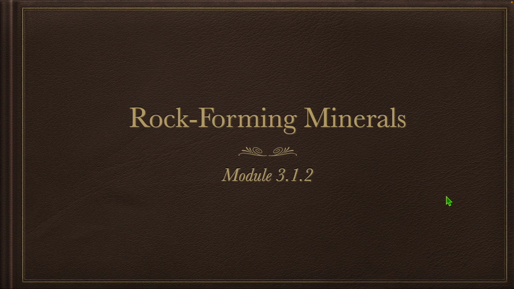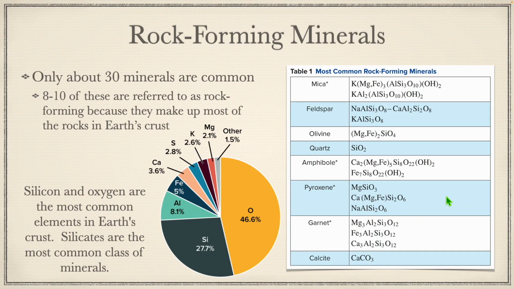Rock-forming minerals. So there are only about 30 minerals that are common. We said there are about 3,000 minerals that have been identified, but only about 30 of those are actually common. And then 8 to 10 of those are what we call rock-forming minerals because they make up most of the rocks in Earth's crust. And those minerals are listed over here in Table 1.